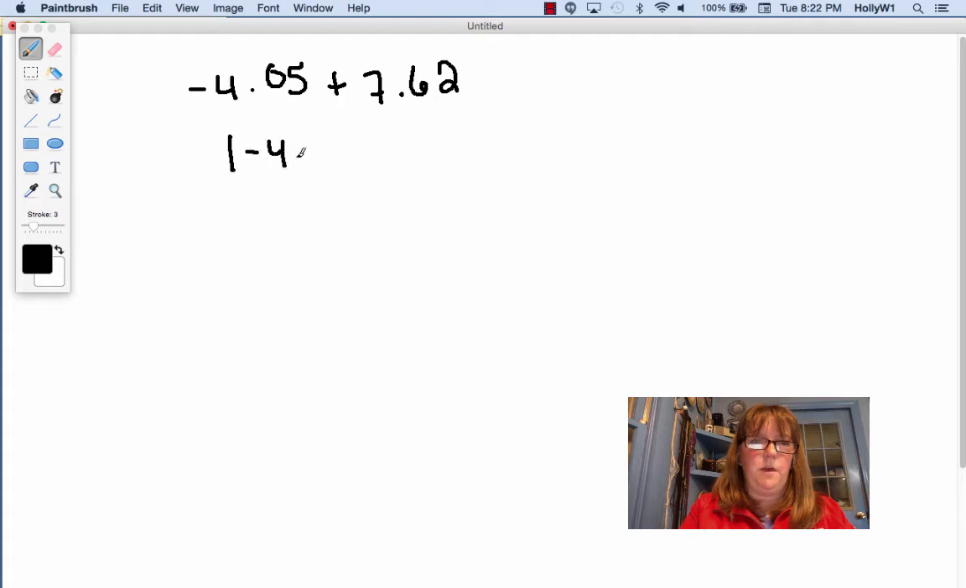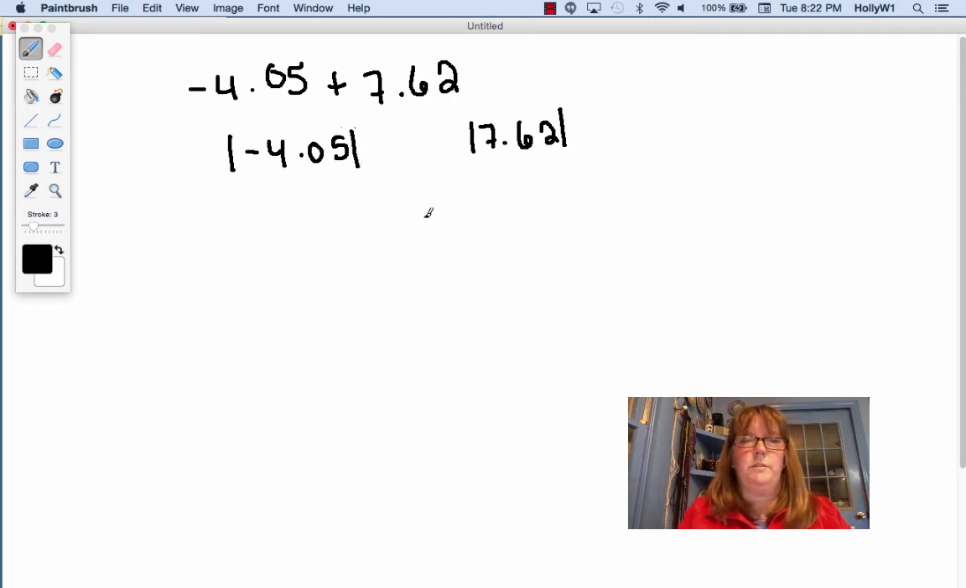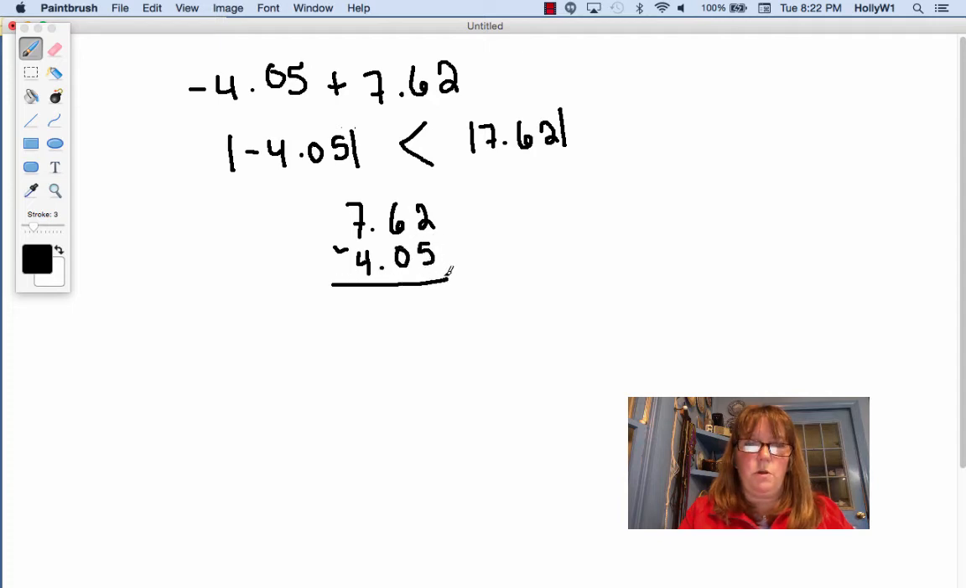So I take the absolute value of negative 4.05 and the absolute value of 7.62. Let's make that really look like an absolute value. 7.62 has the larger absolute value. So it's like the integers. We take the larger absolute value and we subtract the rational number with the smaller absolute value.